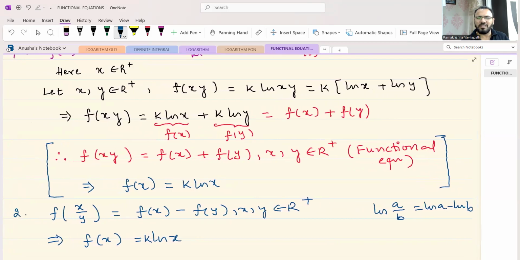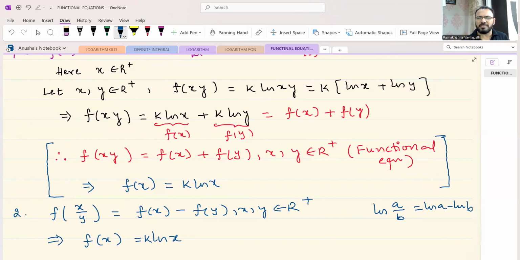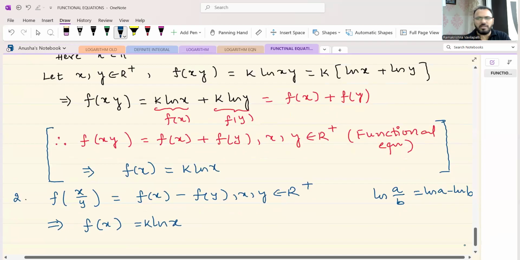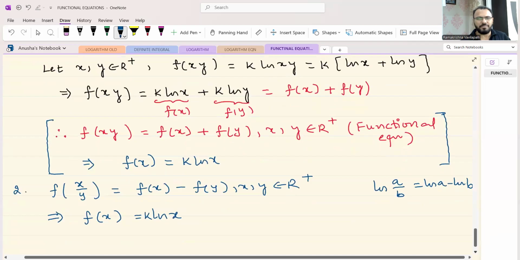So we have learned two functional equations. One is product to sum, and the other is quotient to difference. For both, the solution is f of x equal to k ln x. Oh, sorry, I don't want to say there is only one solution. There may be some other solutions, but we do not require them right now. Functional equations are very typical, but we don't study them at a very high level.